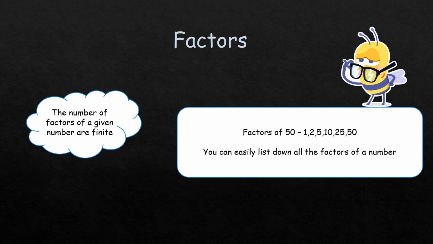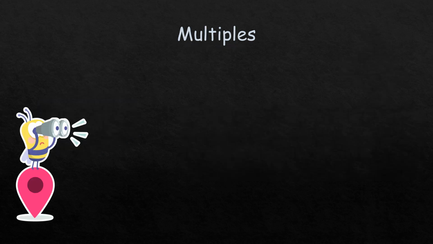As you all learnt in the previous slide, it starts with 1. Factors start with 1, end with 50 and in between you have some factors. But can we write more than this? No. So we always have a finite number of factors. You can easily list down all the factors of a number.